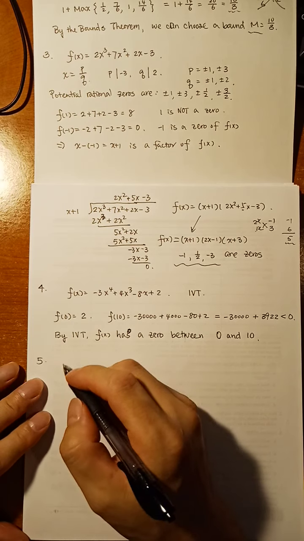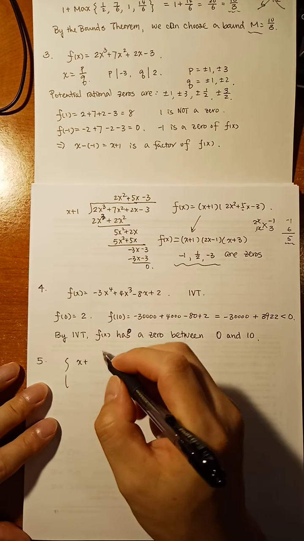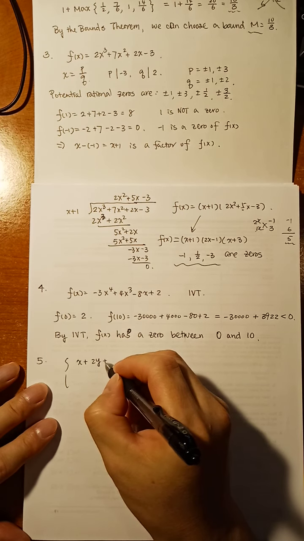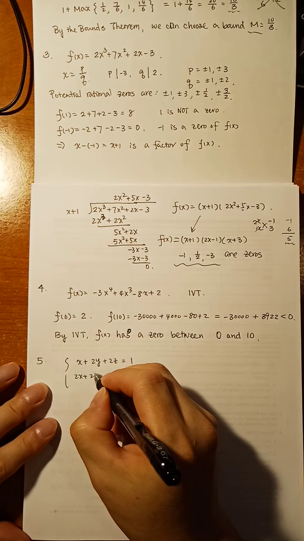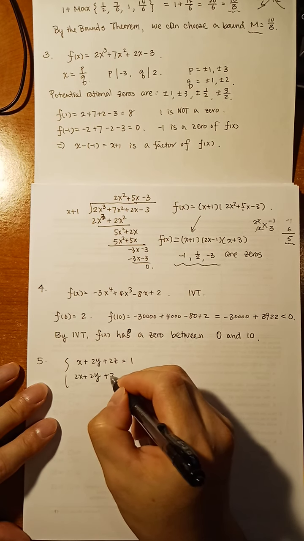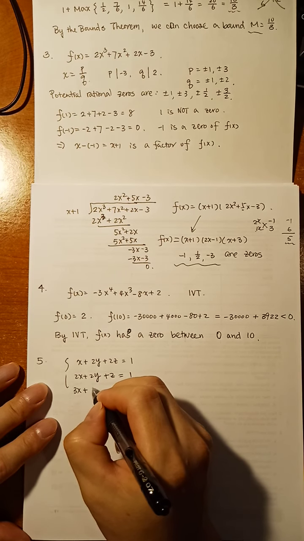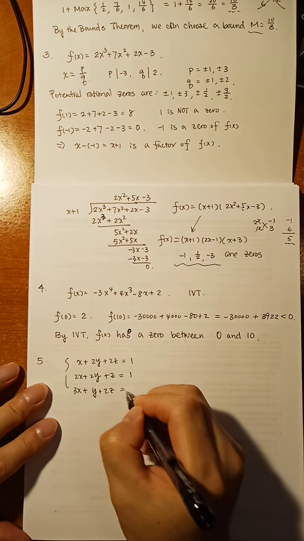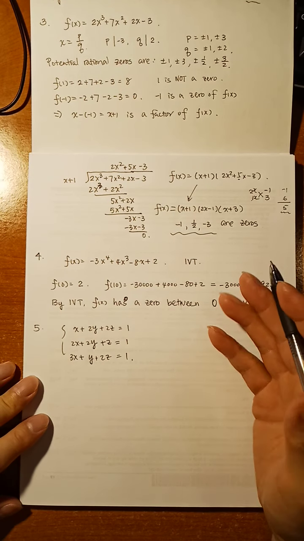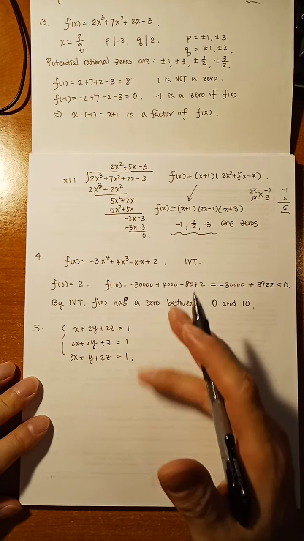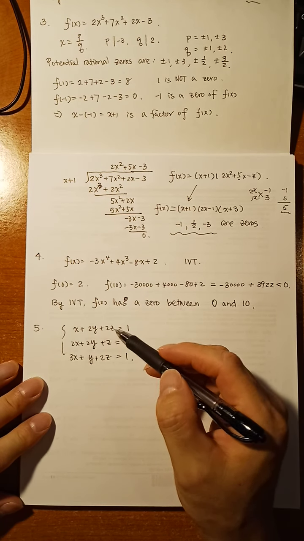Problem 5, we're going to solve the system of equations. x plus 2y plus 2z is equal to 1. 2x plus 2y plus z is equal to 1. And 3x plus y plus 2z is equal to 1. All right, so you can use matrices, or you can just directly use cancellation. For example, let's try the cancellation.